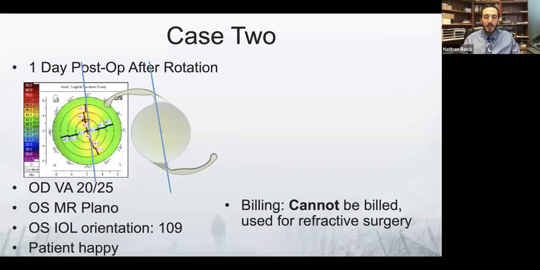This is something that we do commonly in a refractive surgery setting, but it cannot be billed because it's used for refractive surgery.